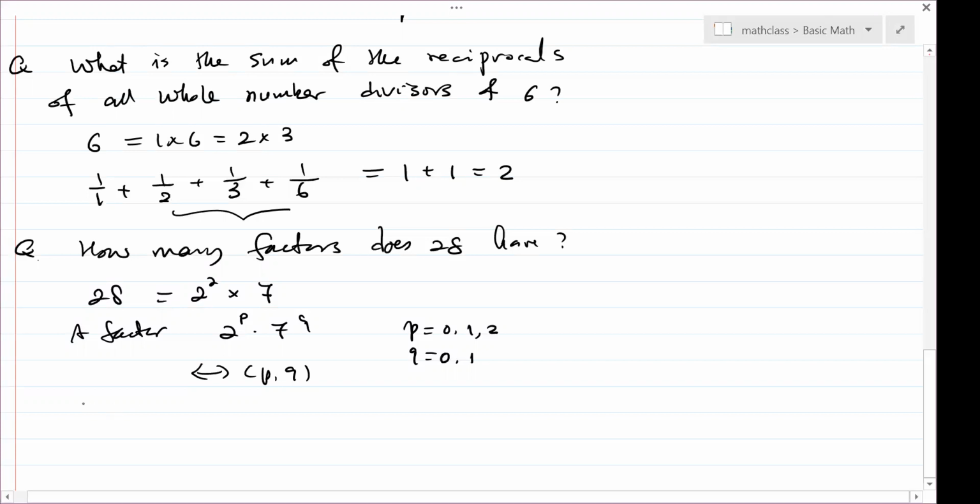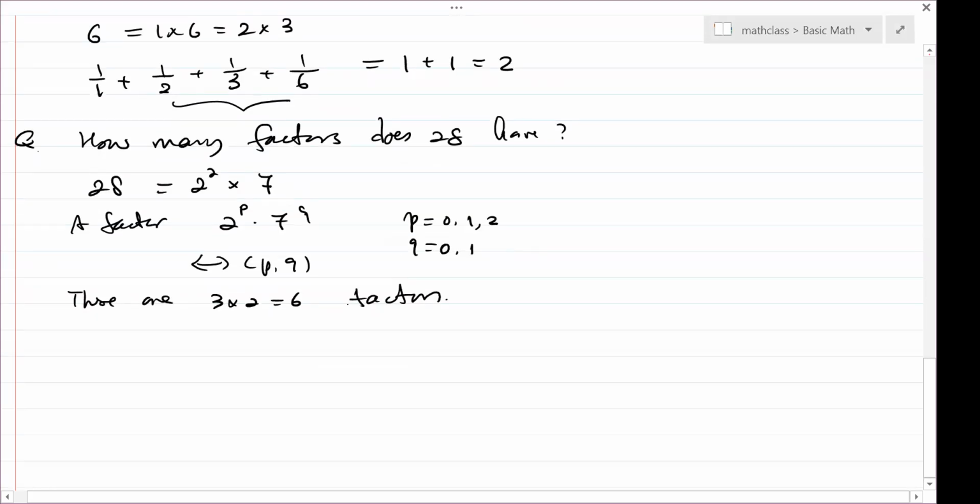Therefore, in total there are 3 times 2, which is 6 pairs of numbers from the given domain. So that's a total of 6 factors. This is how we count the factors. So I'm glad that you know this.